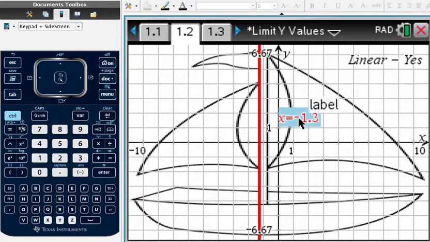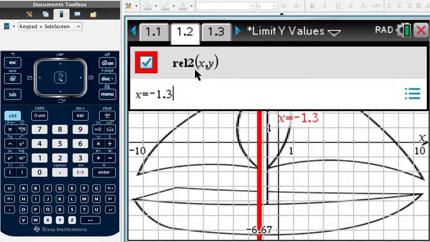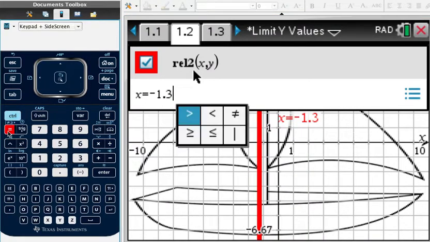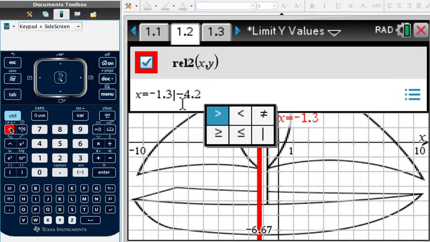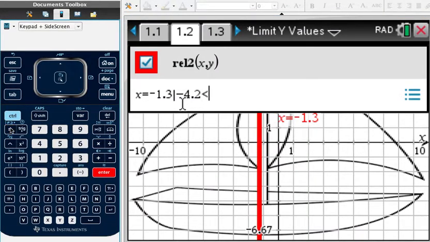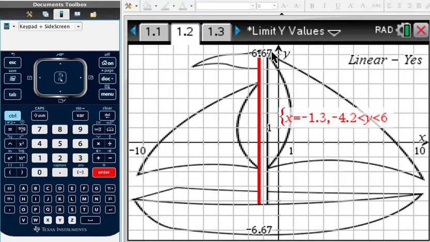And then my upper limit is 1, 2, 3, 4, 5, maybe 6. Notice I have it graphed as a relationship, and I'm going to pull up my such as line and say negative 4.2 is less than y, and y is less than, I think I said positive 6. Remember, make sure you have the lowest number here and then the highest number there. I push enter, and there's my limit.